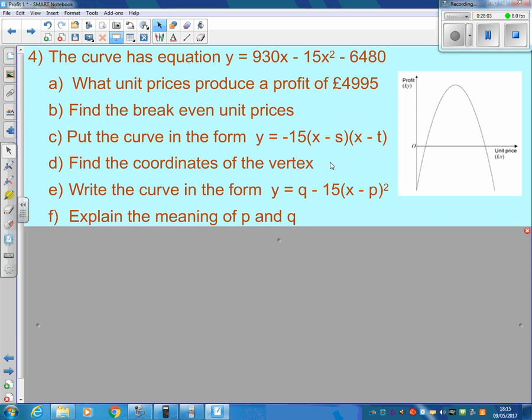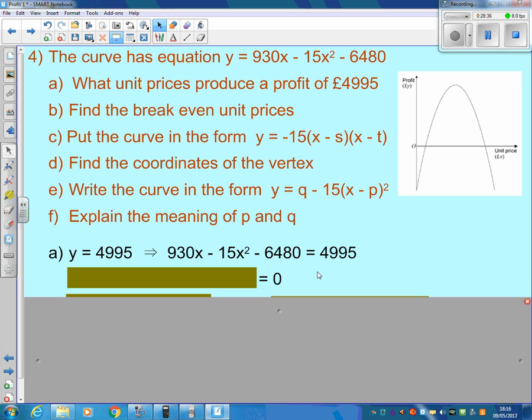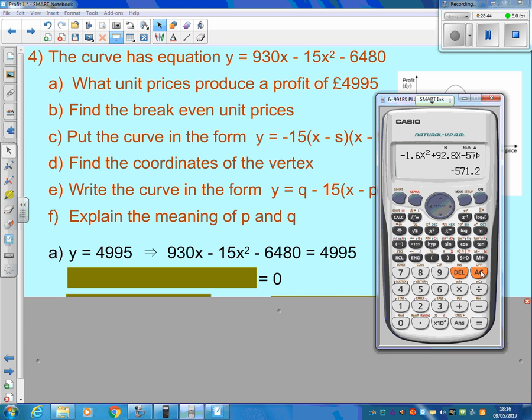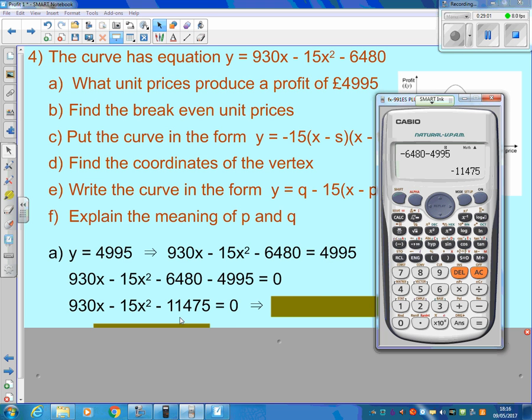Okay, now let's work backwards. This is in the expanded form. We want to get it back into the other form, but first of all, let's try and work out some values. Okay, what unit price produces a profit of £4,995? We've done some of these. So we want to put this equals to that. The profit is 4,995, and so it's just take that equation. Take away the 4,995 on this side. Notice it's going to be minus 6,480 minus another 4,995, so it's going to be minus 11,475. There it is.